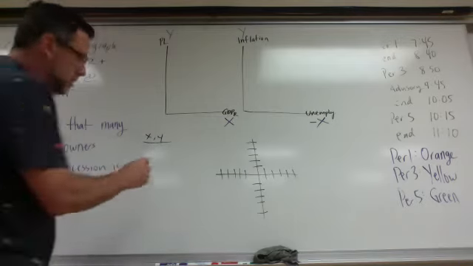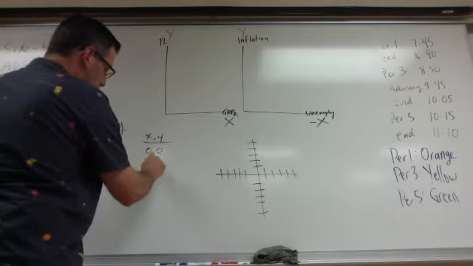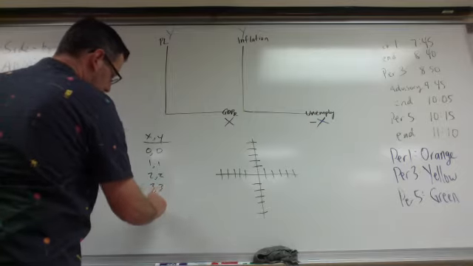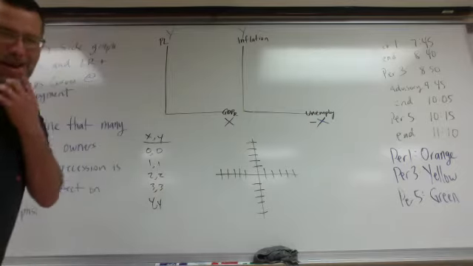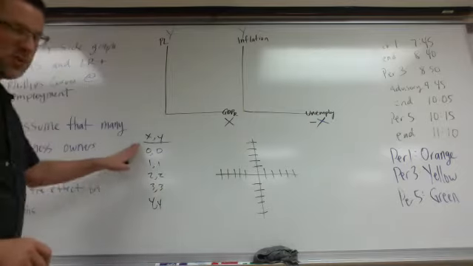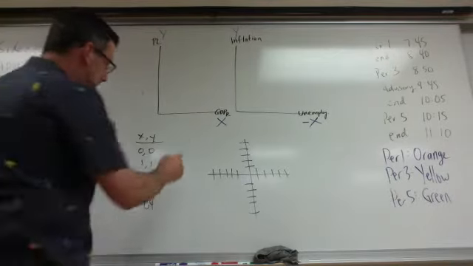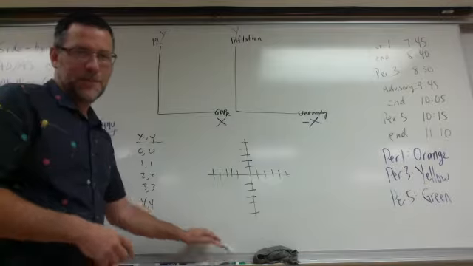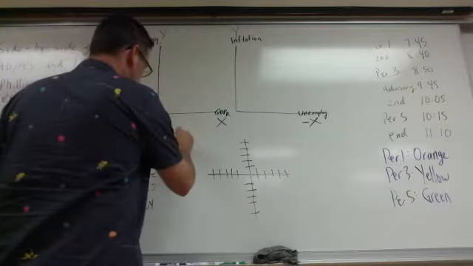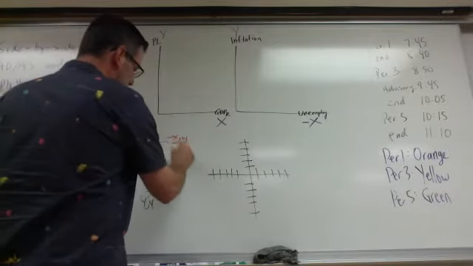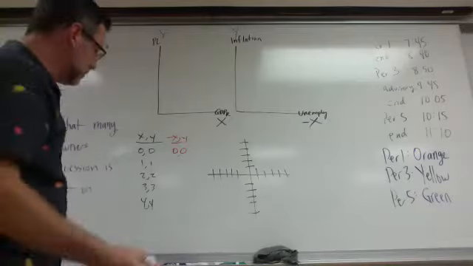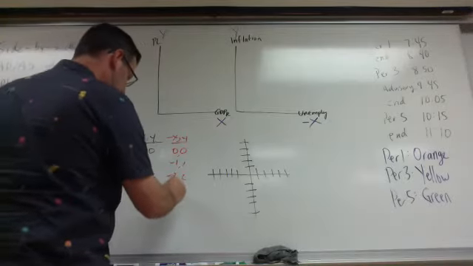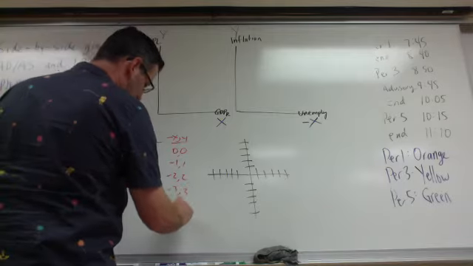So maybe I want to graph (0, 0), (1, 1), (2, 2), (3, 3), (4, 4). Now I'm going to graph x, y, but I'm also going to graph negative x, y. Maybe I'll use a different color for that. So my graph of negative x, y: negative 0 is still 0, negative 1, 1, negative 2, 2, negative 3, 3, and negative 4, 4.